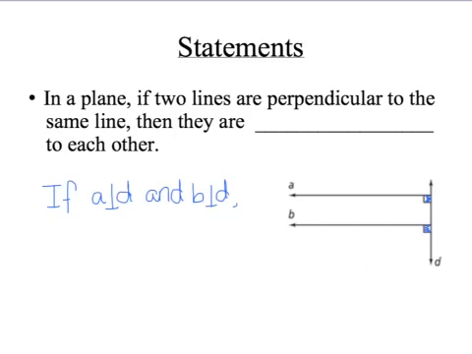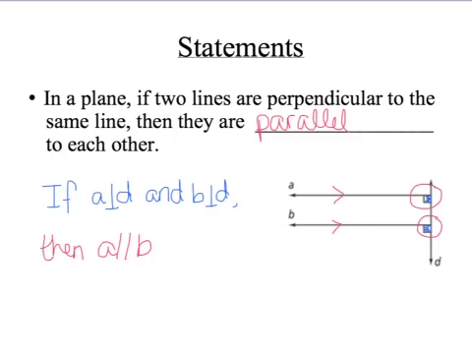So they are both 90-degree angles, which means the angle formed by A and D and the angle formed by lines B and D, those are congruent. So now we have corresponding angles congruent, and if your corresponding angles are congruent, then we know our lines are parallel, and that's what we need to fill in the blank here. Then A is parallel to B. Now we can go ahead and mark that. And parallel is what's going to go in our blank. So if we have two lines that are perpendicular to the same line, A and B are both perpendicular to D, then A and B must be parallel to each other.